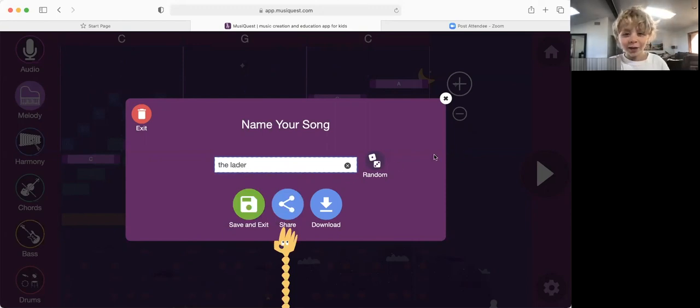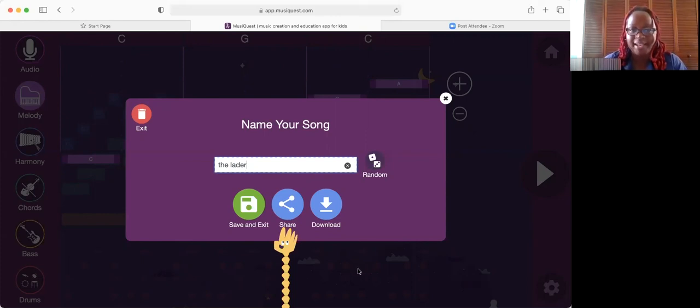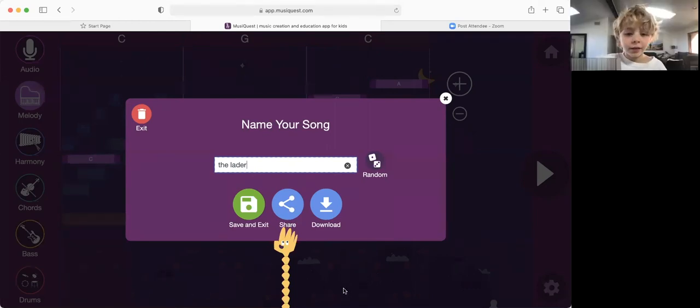The ladder. I like that you came up with that name, because it means that the whole idea of scales is kind of sinking in. But just one little thing. Ladder is spelled with 2 D's. So you go ahead and add another D in there. All right. Great job.